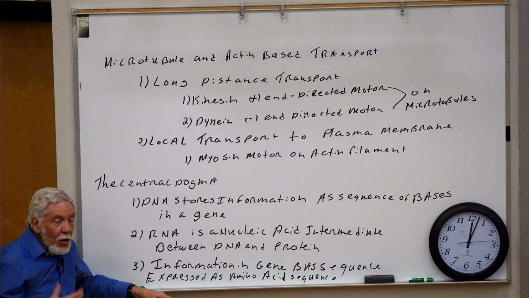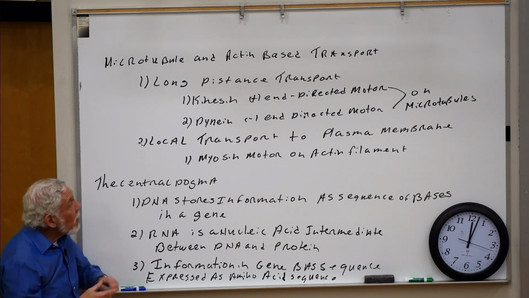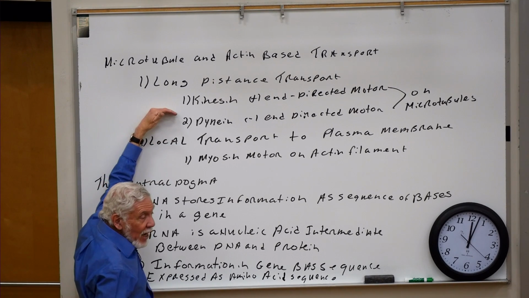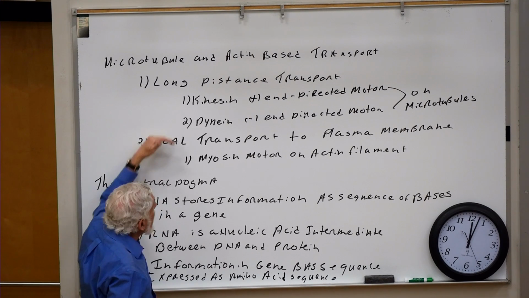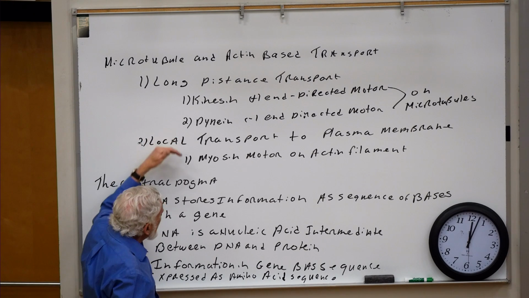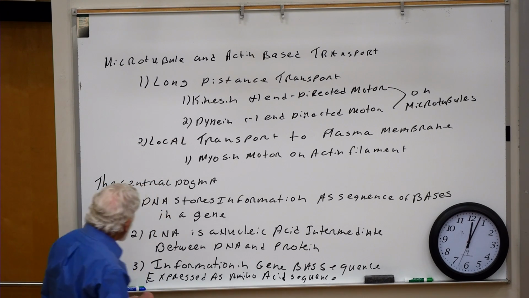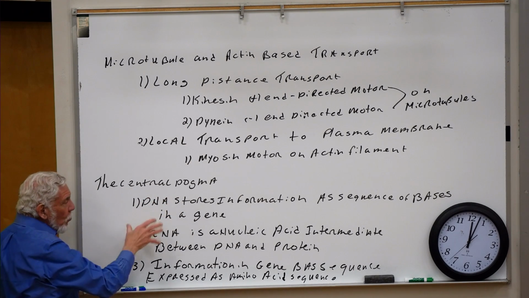It's that mechanical movement that's going to be used to direct the vesicles one place or another inside the cell. And that direction of the movement is determined by the substrate: the plus end and the minus end of the microtubules, and the plus end and the minus end of the actin filaments. And then once we move from there, we'll talk about the central dogma.